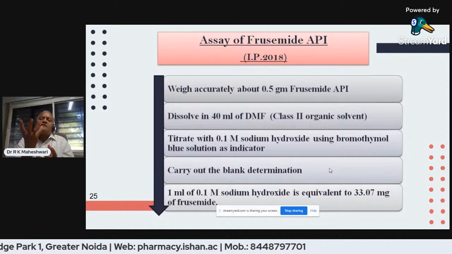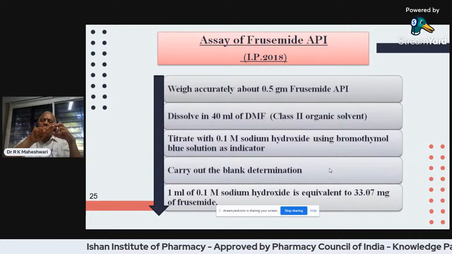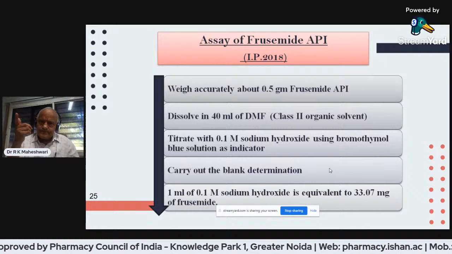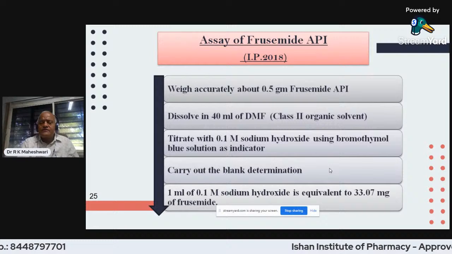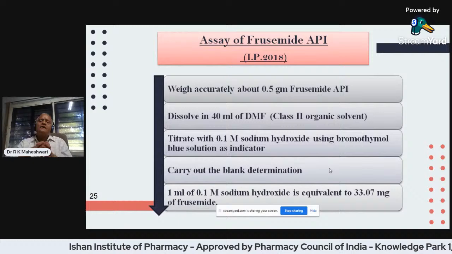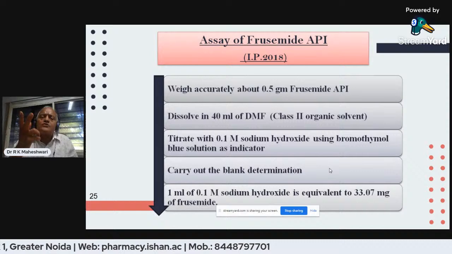So this has been taken here also, together with the drug: drug plus DMF here, only DMF there. So Y1 will be subtracted from X1. X1 minus Y1 is the volume of NaOH consumed by your drug. This is known as blank determination, blank correction. Now, for X1 minus Y1 ml, using the factor that 1 ml of 0.1 molar NaOH is equivalent to 33.07 milligram furosemide, you can find out the purity of your furosemide API. Now, this pharmacopoeial method involves the use of a class 2 organic solvent, dimethyl formamide.